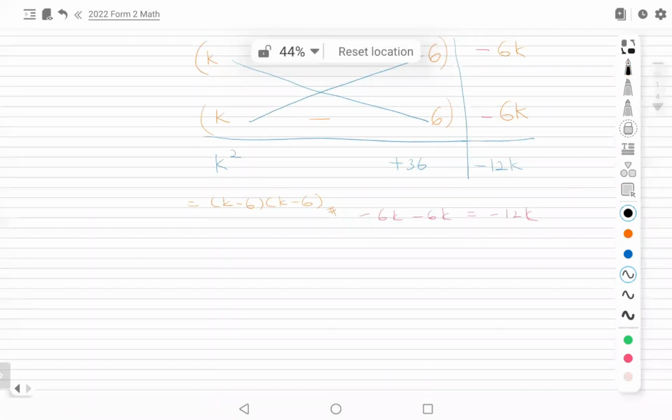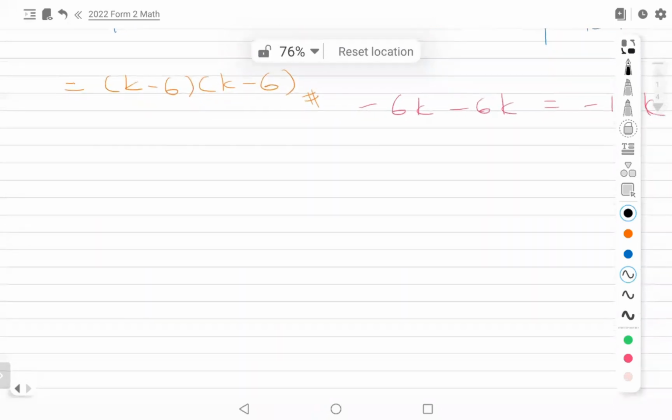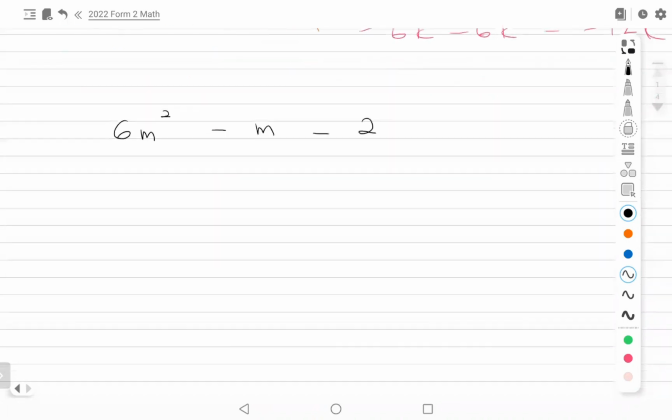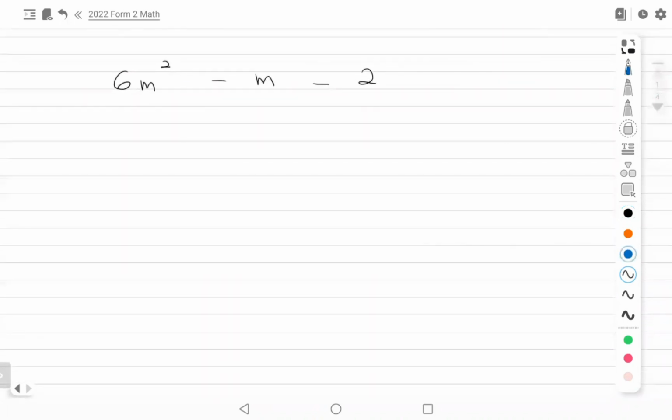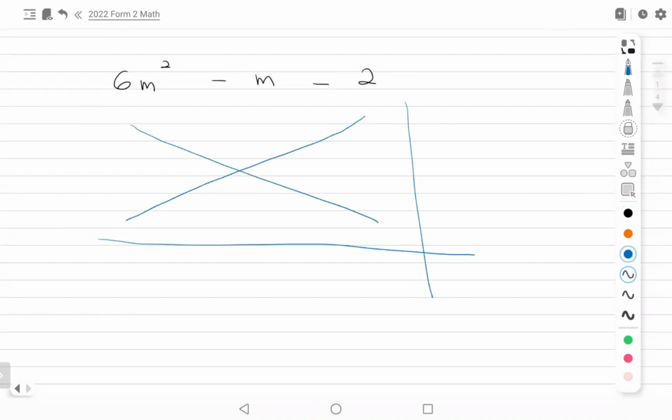Still, we are doing together. Okay, now we have one more option. You will see the number in front, the first term comes with a number already. It seems more complicated. Same steps here: split, write down the third term and the second term. So now how? 6m squared. What times what equals 6m squared?